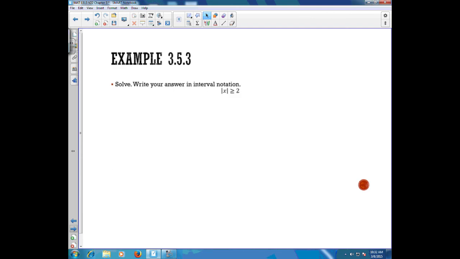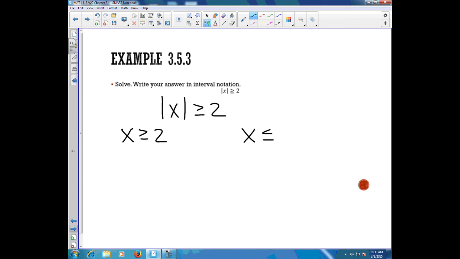We want to solve this and write our answer in interval notation. And what we have is the absolute value of x is greater than or equal to 2. So, the absolute value is isolated. We want to write two equations. The first equation is what we see without the absolute value. So x is greater than or equal to 2. The second equation, we're going to flip the inequality and change the sign. So not only does it become negative, the inequality flips as well. And so now we have two solutions we want to graph on a number line.